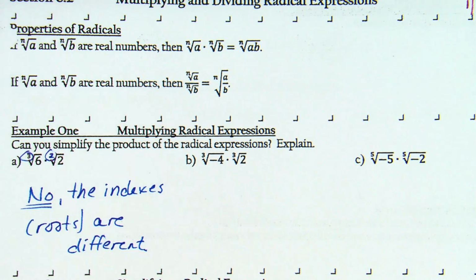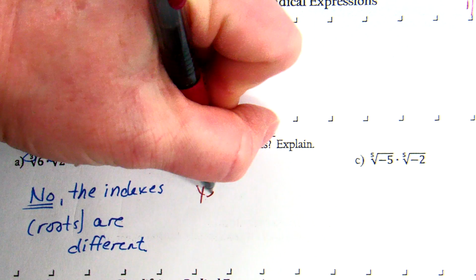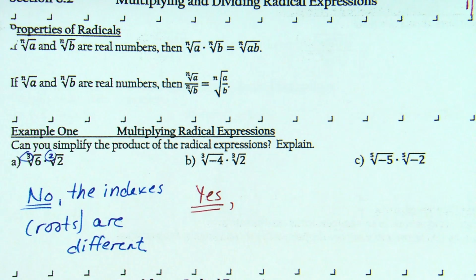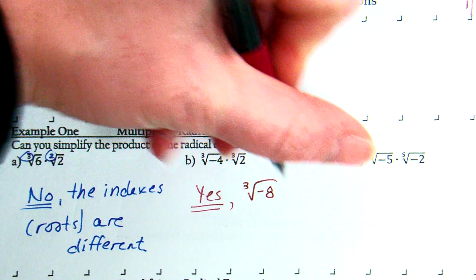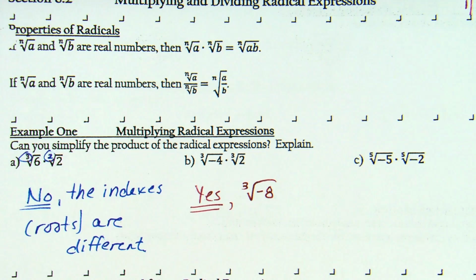B, cube root of negative 4 times cube root of 2. Can you simplify that? Because they are both cube roots. Okay, so officially my answer is yes, we can. Let's go ahead and do it. What is the cube root of negative 4 times the cube root of 2? Cube root of negative 8. Can I go farther? Yes.